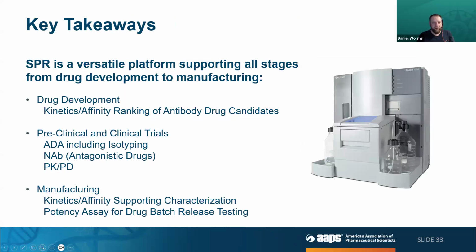All right. With that, I would like to conclude my section of this talk and provide a few key takeaways. So SPR is a very versatile platform that supports all stages from drug development to manufacturing. For example, a kinetics affinity ranking of antibody drug candidates during the drug development stage. But it can also support preclinical and clinical testing, for example, in human ADA, including isotyping, neutralizing antibodies for antagonistic drugs, as well as PK and PD assays. And it supports kinetics and affinity for product characterization and potency assay for drug batch release testing.